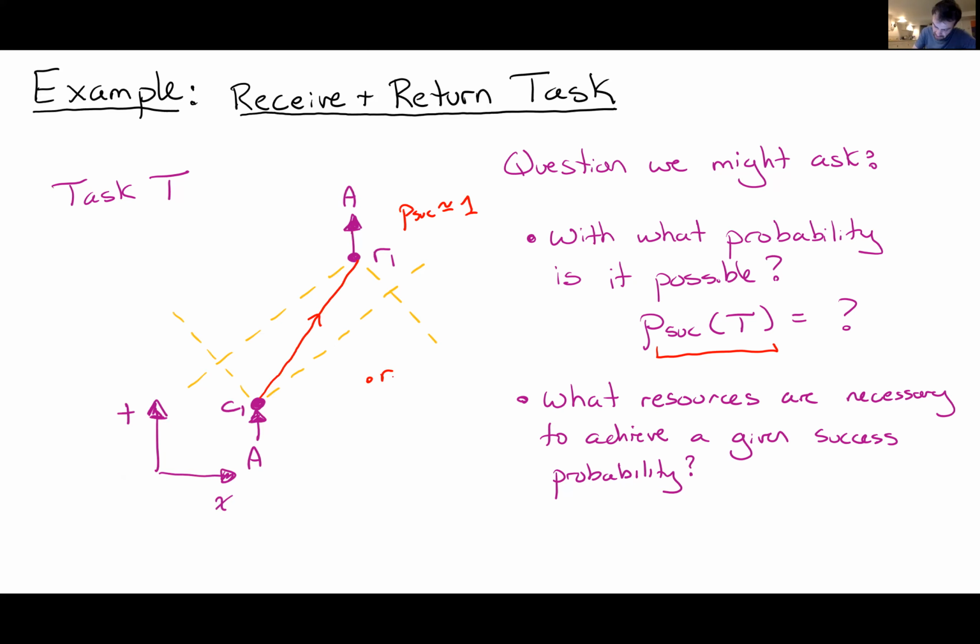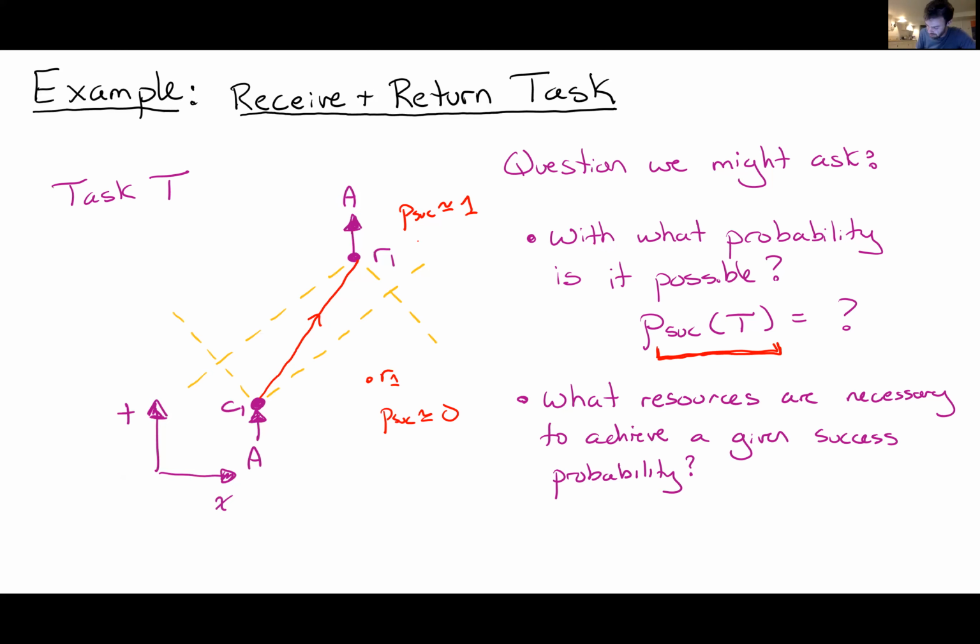If I put R down here, though, outside the future of C, then the success probability would be basically 0. Okay, so that's one kind of thing we can ask. I'll just point out that this number we can compute is sensitive to the causal features of the task.